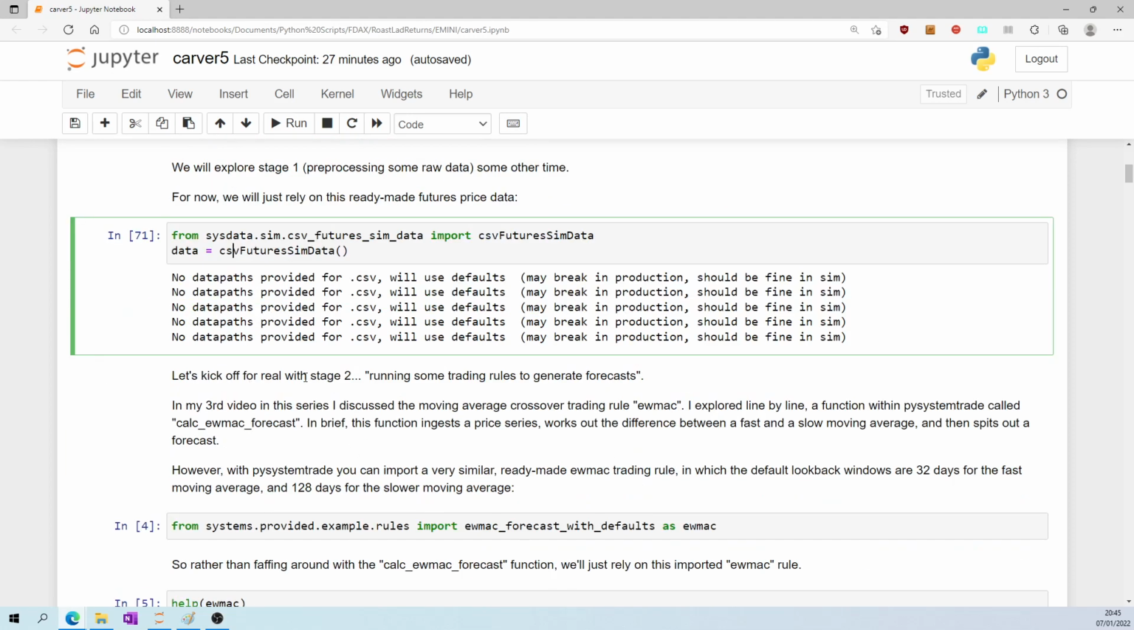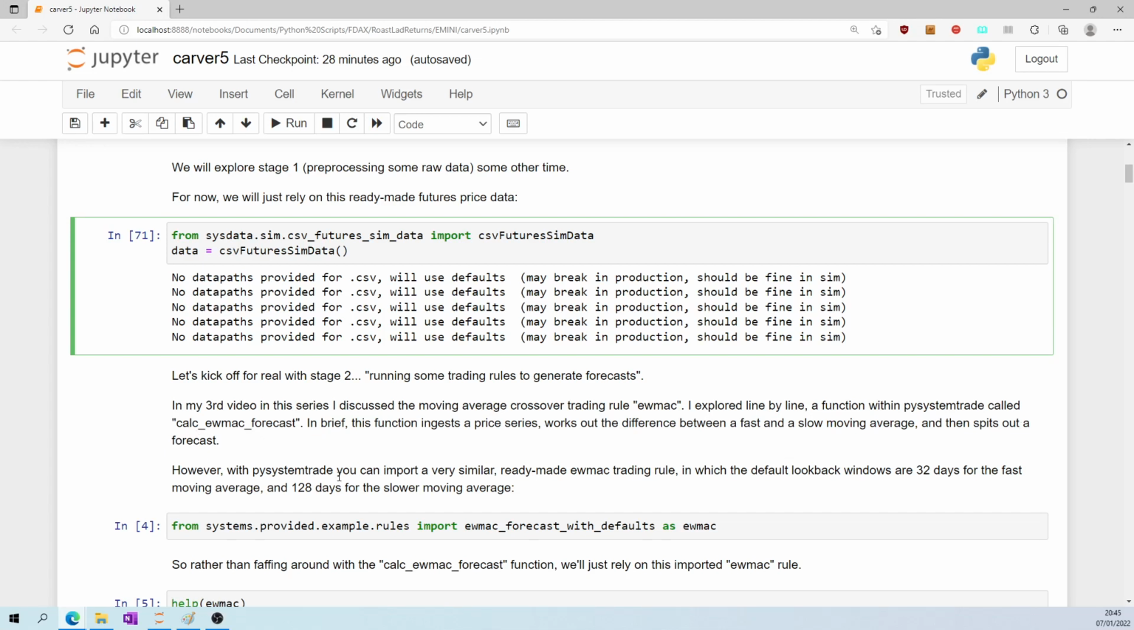Let's kick off for real with stage 2, running some trading rules to generate forecasts. In my third video in this series, I discussed the moving average crossover trading rule, EWMAC. I explored line by line a function within PySystemTrade called calc EWMAC forecast. In brief, this function ingests a price series, works out the difference between a fast and a slow, exponentially weighted moving average, and then spits out a forecast.